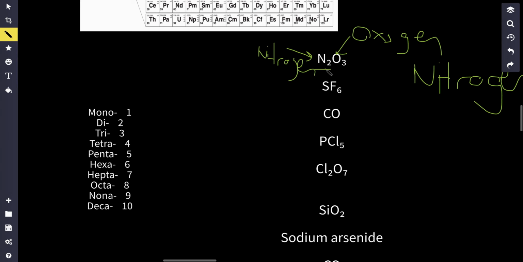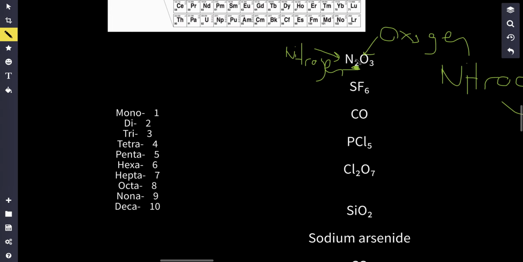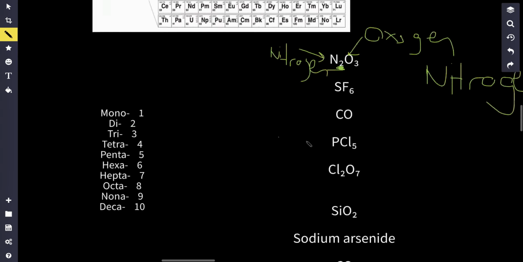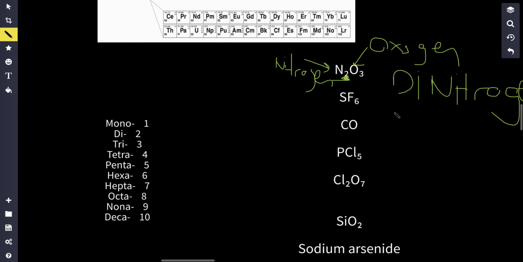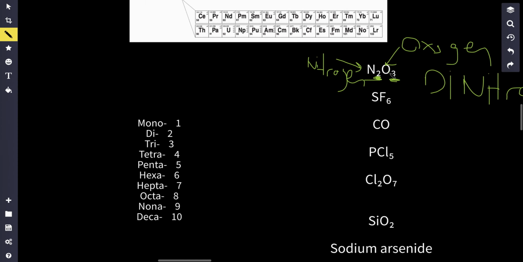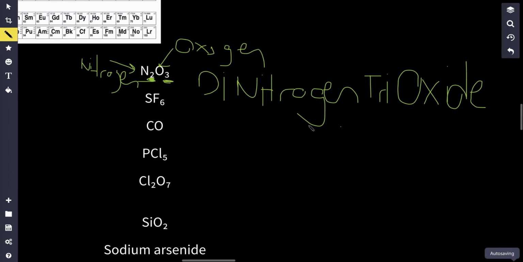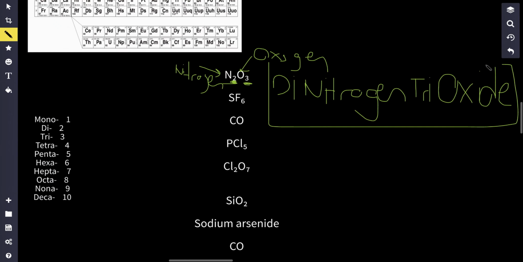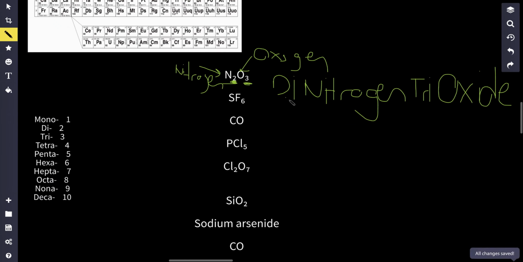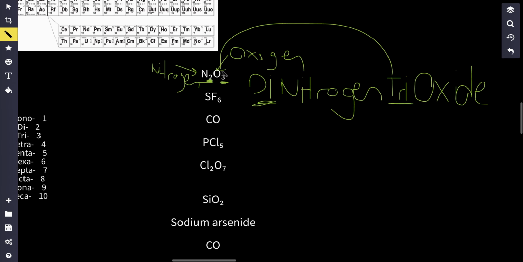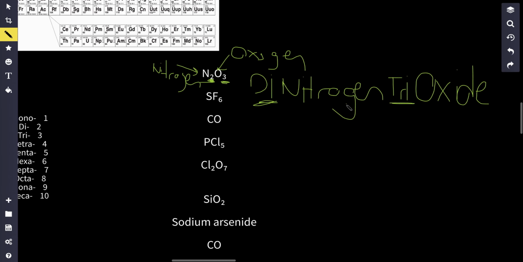Because there's 2 nitrogens in this covalent compound, you're going to put a di in front of nitrogen. And because there's 3 oxygens here, we're going to put a tri after, sorry, before oxide. So this compound is named dinitrogen trioxide. This di comes from the fact that there's 2 nitrogens. This tri comes from the fact that there's 3 oxygens. So, 2 nitrogen, 3 oxygen.